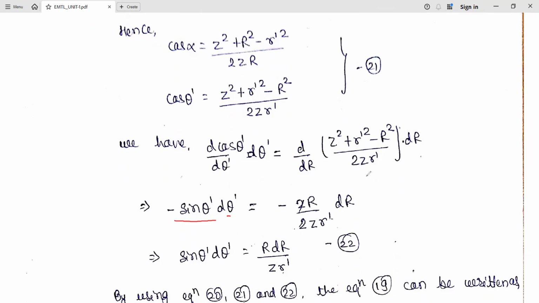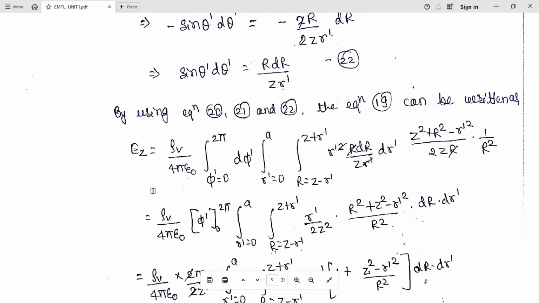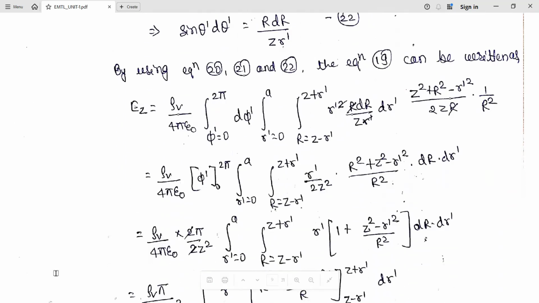And this side we have differentiation with respect to r. These two will become constant, and the differentiation of r square is 2r. That's why we have that here, and dr is already there. So finally from here we got the value of sine theta dash into d theta dash. This is going to be a little lengthy derivation, but it's going to cover all types of charge distribution. Finally, all values we have substituted here. So many equations we have in this part.